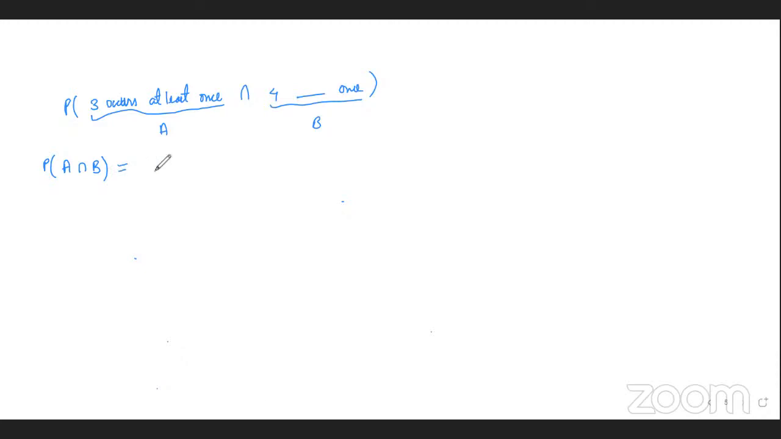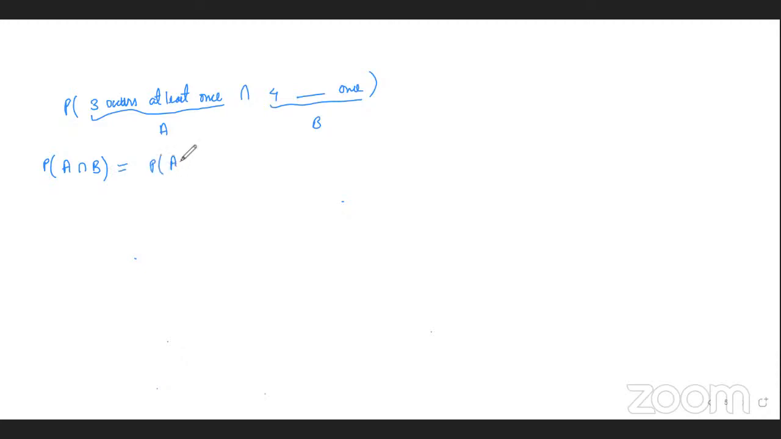Okay, so we had to find the probability that 3 occurs at least once, intersection 4 occurs at least once. So we can define this to be A and we can define this to be B. Now, what we are interested in is finding the value of A intersection B. All the expressions are clear, right?